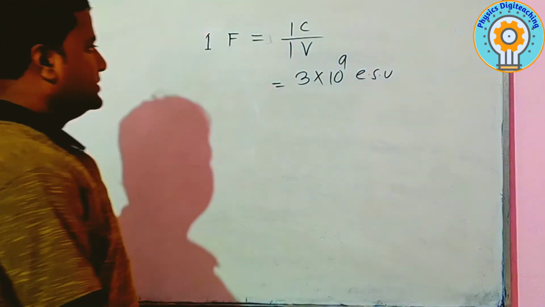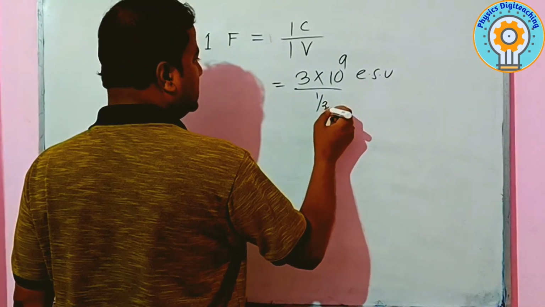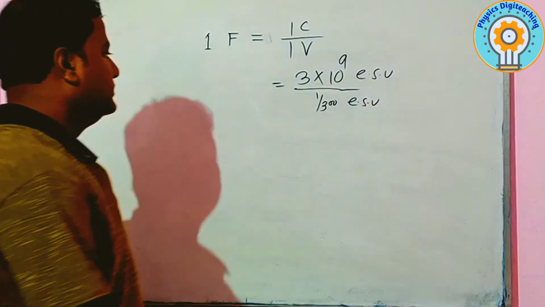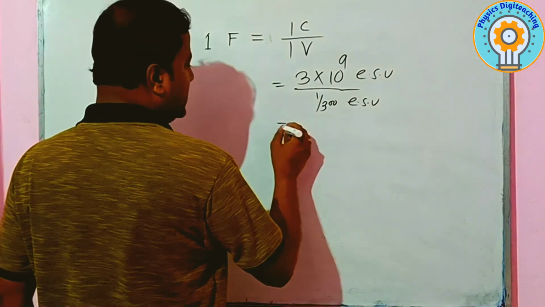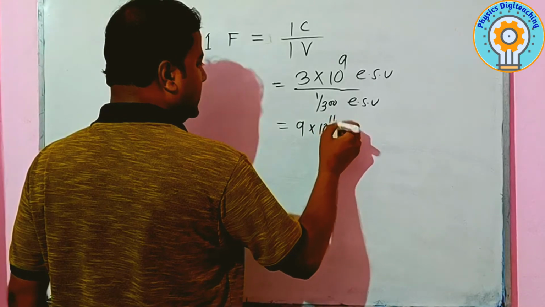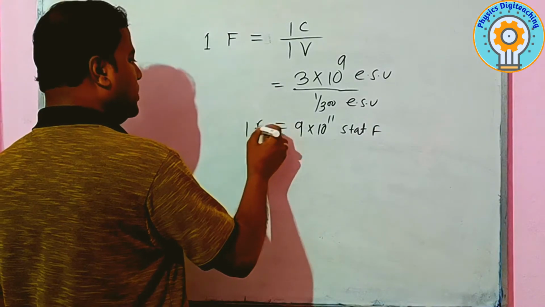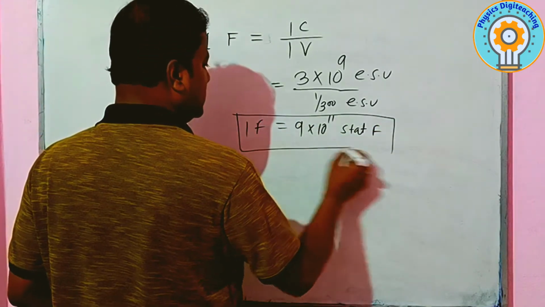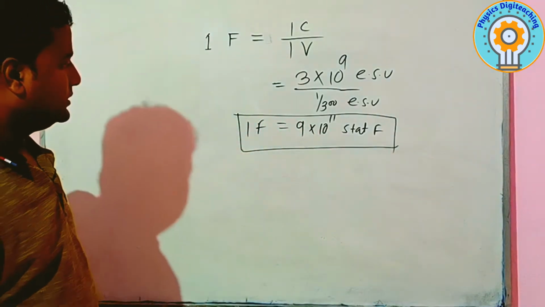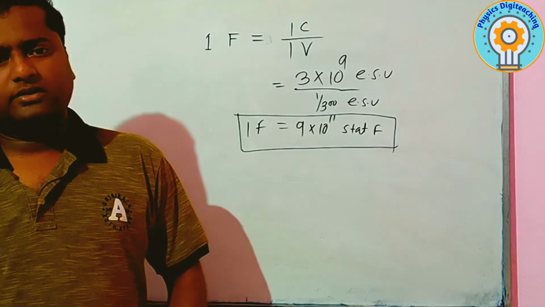ESU charge, and 1 volt equal to 1 by 300 ESU potential. Then 1 farad equal to 3 into 3, 9 into 10 to the power 11 stat farad. Then we see 1 farad equal to 9 into 10 to the power 11 stat farad. This is our required relation between stat farad and farad.